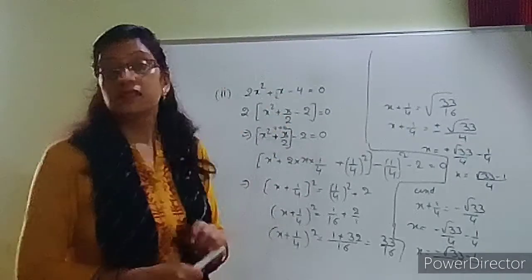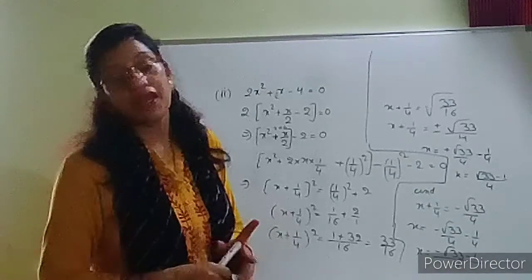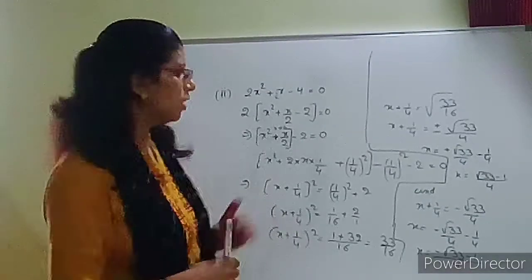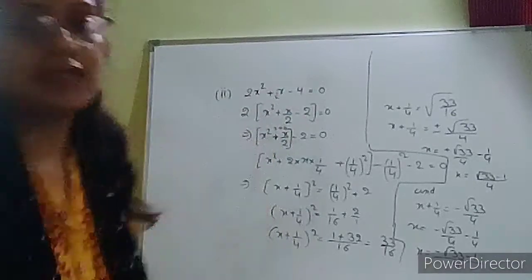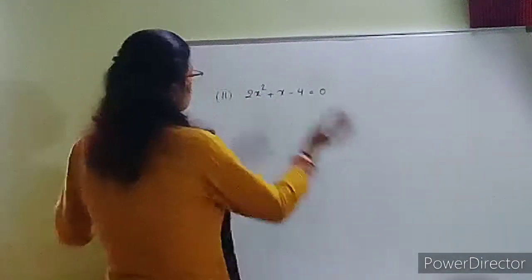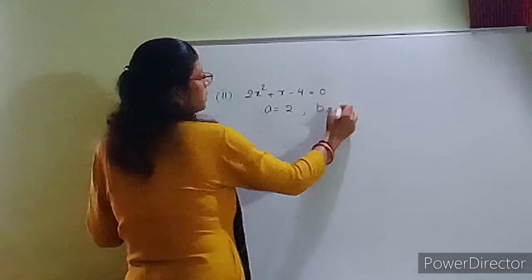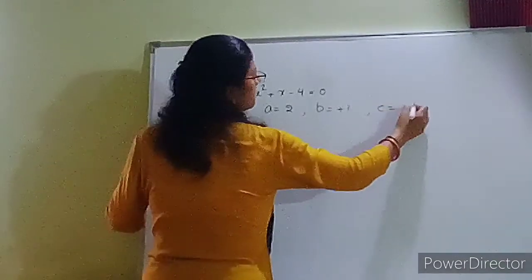This we have done by completing the square. The same thing we are doing by the quadratic formula. Now how will we do it? See the thing. We are getting this answer. Now I am using the quadratic formula. So what is the value of a here? 2, the value of b here plus 1, and the value of c here minus 4.